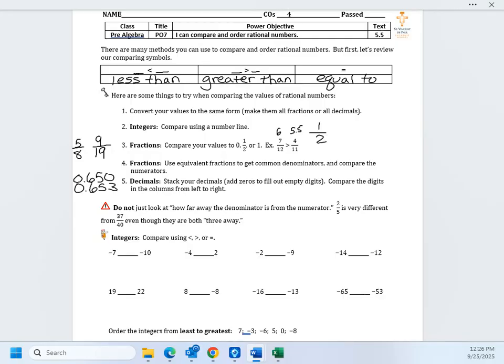Do not just look at how far away from the denominator is the numerator. 2/5 is very different from 37/40, even though they are both 3 away. 2/5 is 3 away from 5. 37/40 is 3 away from that 40. Very different numbers. 2/5 is small, it's less than a half. 37/40 is almost 1 whole. Very different.